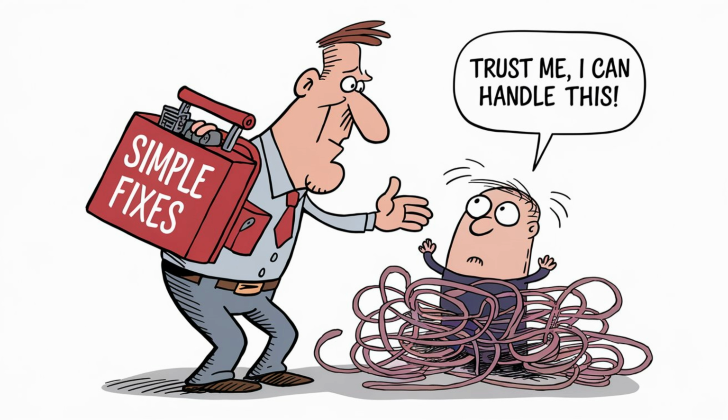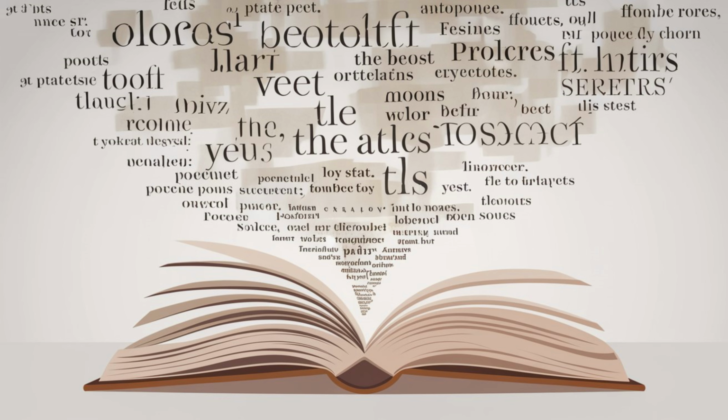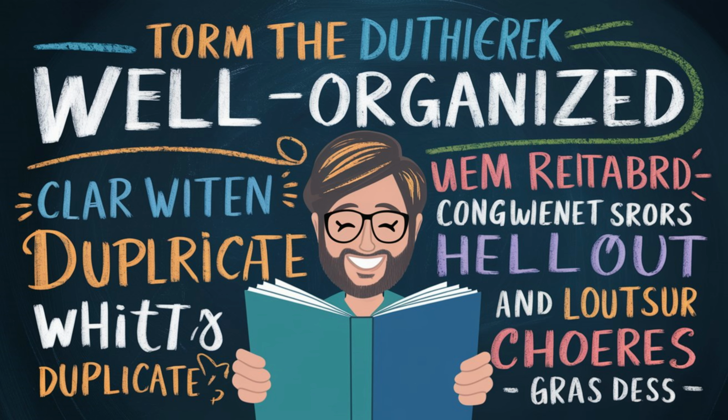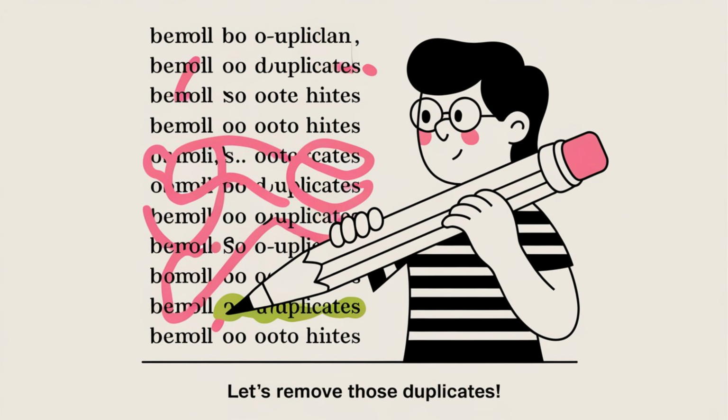Let's get started. Imagine you're reading a story and some words keep repeating. It gets irritating and hard to follow. Removing these duplicates will make your text much smoother and easier to read. Sounds good? Let's see how it's done.